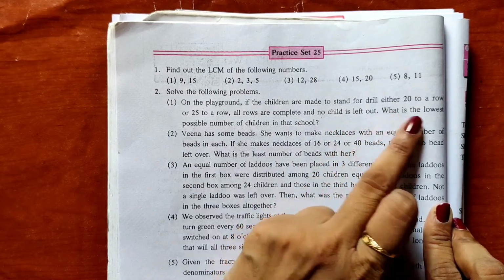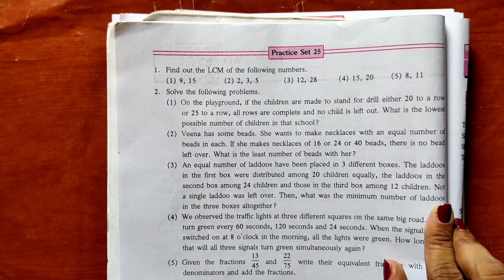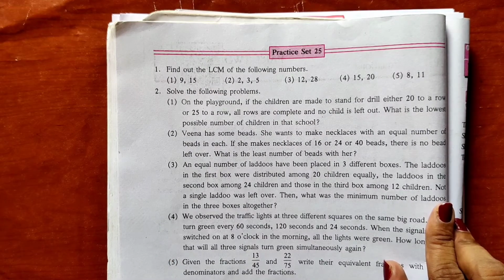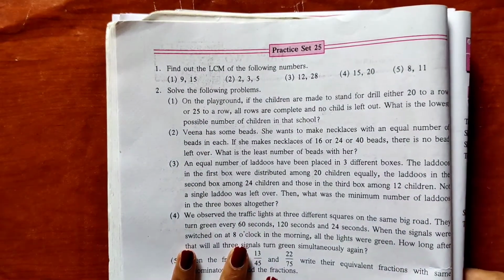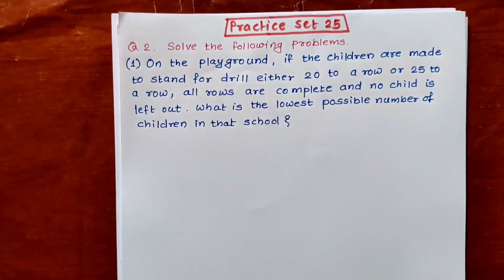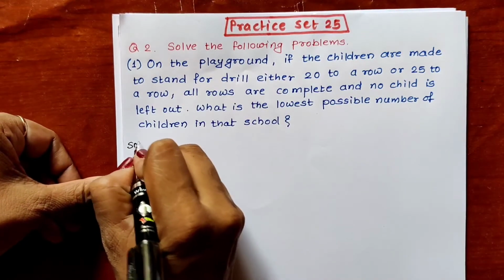So what is the lowest possible number of children in the school? We have to find out how many children should be there, the lowest possible number of children in the school. So that means we have to find the LCM, or least common multiple, of 20 and 25. For that we have to write properly in statements. I have written the question as it is on my page. Now I will start the solution by writing the statements properly.